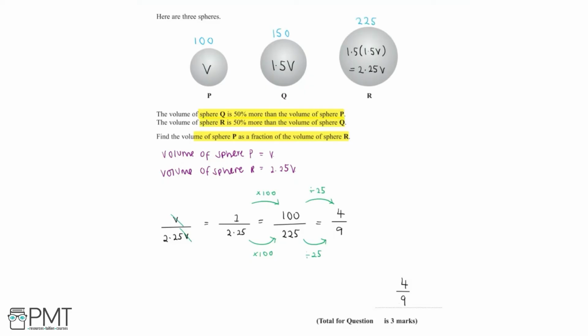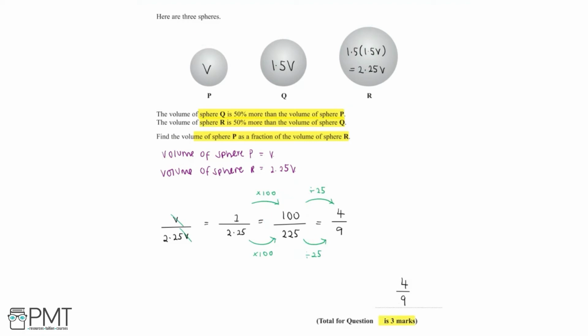And so we could have said that the volume of sphere Q as a fraction of the volume of sphere R would be 100 divided by 225, and then we would have ended up in the same situation as before. We would have started our fraction with 100 over 225, and then we would have simplified and found that the answer is equal to 4 over 9. Now this question is worth 3 marks.